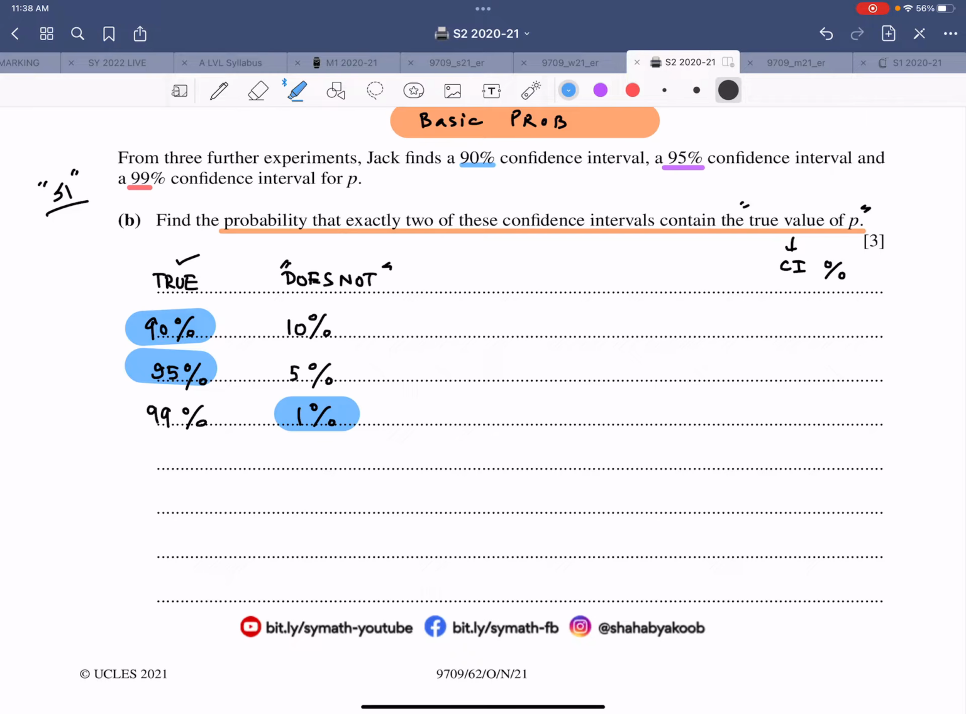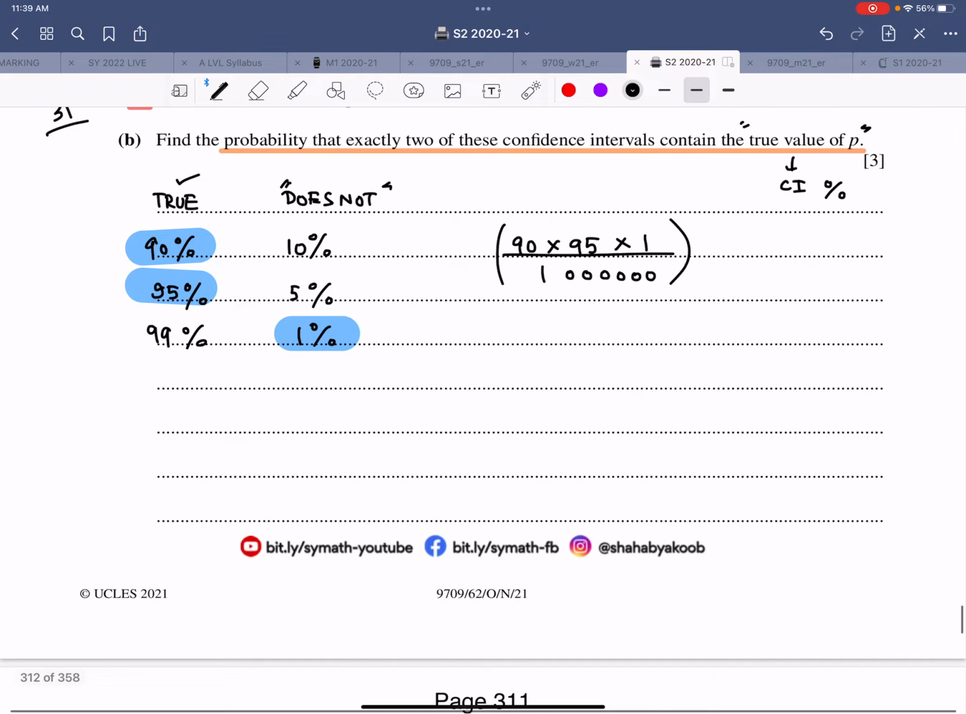So the first working is 90 into 95 into 1 divided by 6 zeros. 1, 2, 3, 4, 5, 6. The 6 zeros belong to 100 and 200 into 100. You can write it like this. So this is the blue working. So that's the blue working like this.